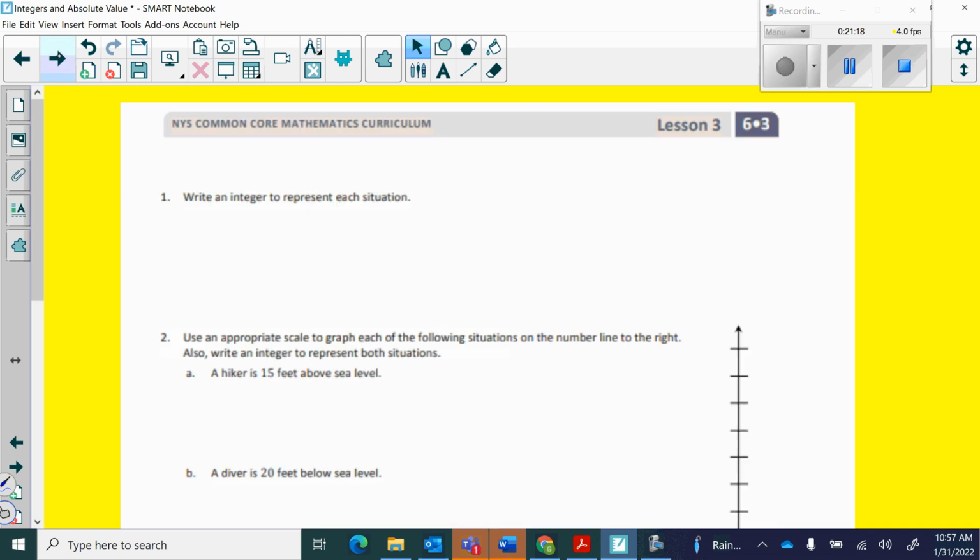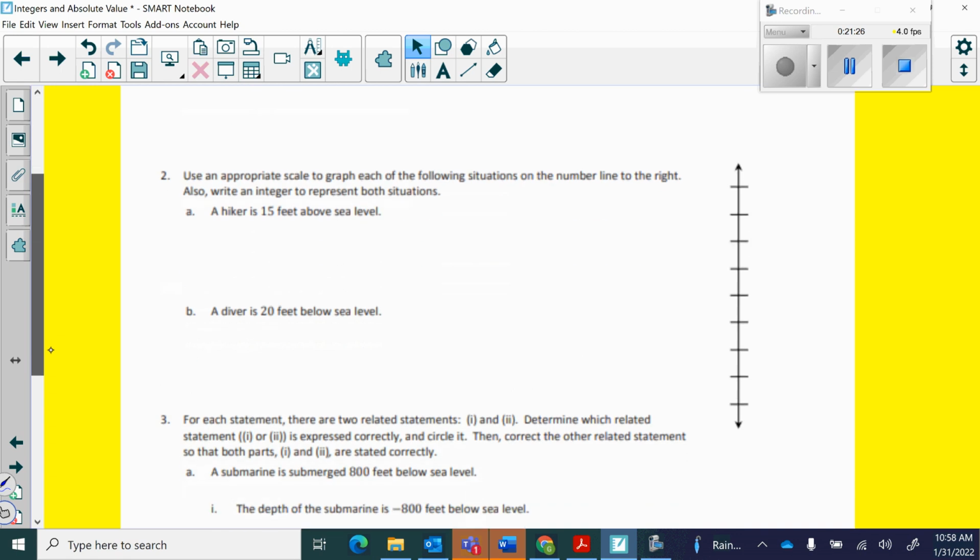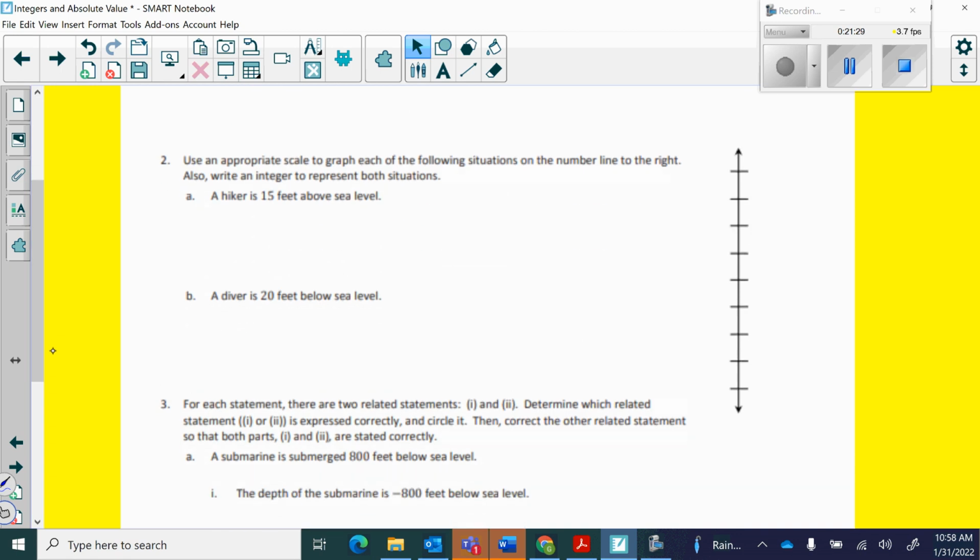Okay, so we just did number one. I just like doing it on the page. We got the picture. We already did, we just did it on the other page. Okay, so number two. Use an appropriate scale to graph each of the following situations on the number line to the right. Also, write an integer to represent both situations. So we got two things we need to do. We need to graph the 2 points, and we need to write an integer for them.